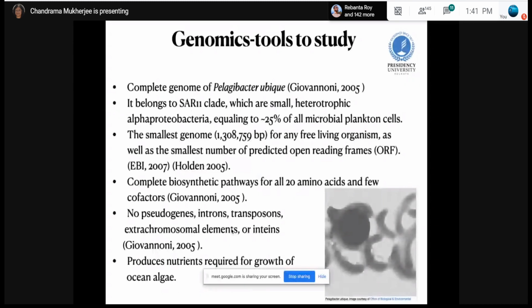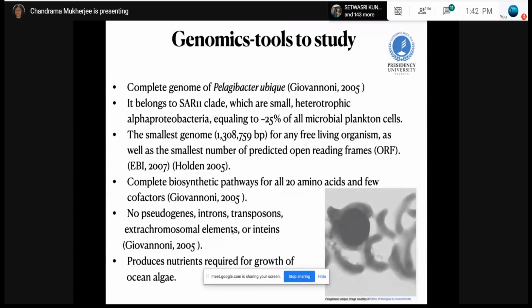We can take another example, where the complete genome of Pelagibacter ubique was published in 2005. This organism belongs to the SAR11 clade and was identified in the Sargasso Sea near the Bermuda Triangle. It is the most successful free-living organism on the planet, accounting for around 25% of all microbial life. Unlike most other marine heterotrophs, it has a small genome. In fact, the smallest genome of any free-living cell in nature.